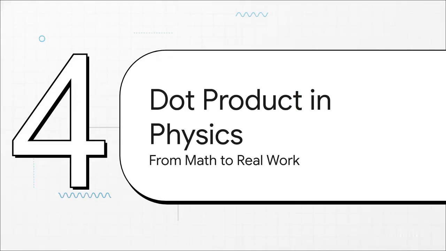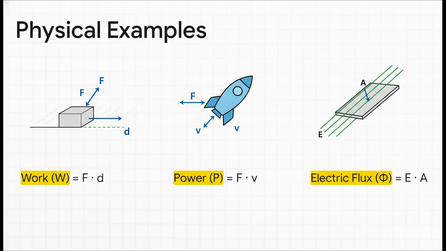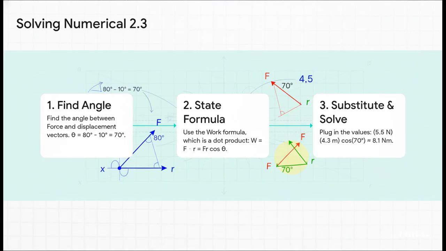Now, let's tie all this math back to the real world because this isn't just some abstract exercise. The dot product is a cornerstone for describing some of the most fundamental ideas in physics. And here are some of the big ones. Work is literally defined as the dot product of the force vector and the displacement vector. Power is the dot product of force and velocity. And things like electric flux are the dot product of the electric field and the area vector. This thing is everywhere.